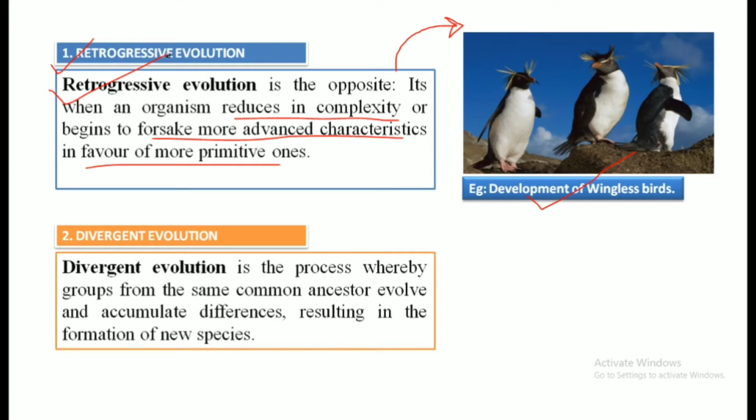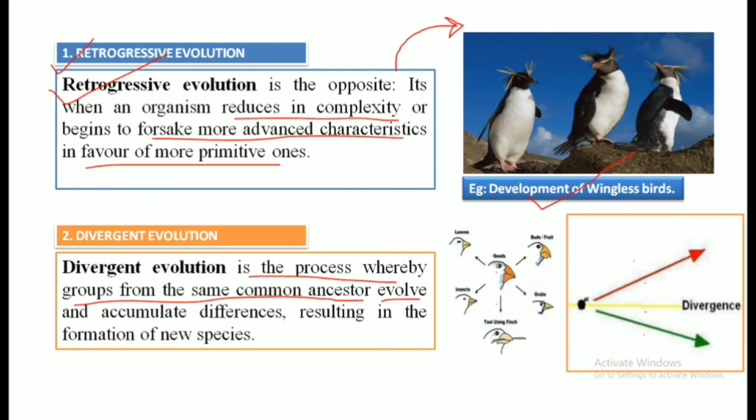The second one is known as divergent evolution. Divergent evolution is the process whereby groups from the same common ancestors evolve. You can see from here that this is the common ancestor, and from this common ancestor the species got diverse and form into different other species. So this is getting diverse from one common ancestor.